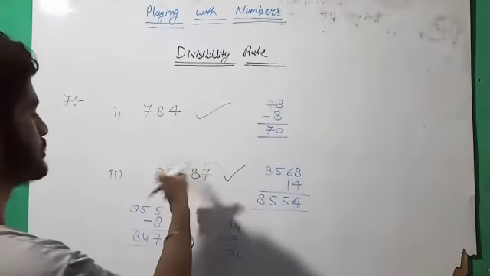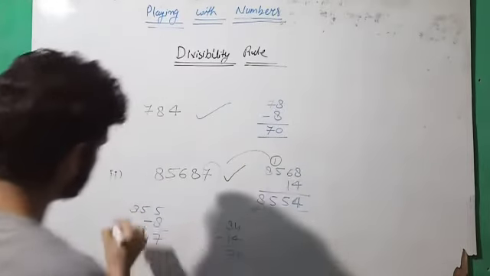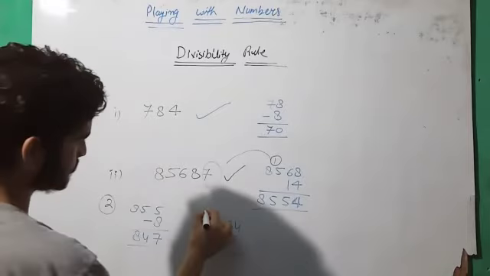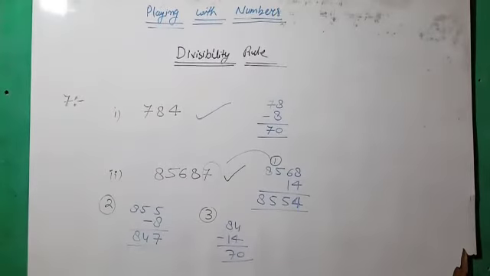In this part, because the number is large, you have to follow the first step, second step, and third step. Then you can find out whether the number is divisible by 7 or not. Okay.